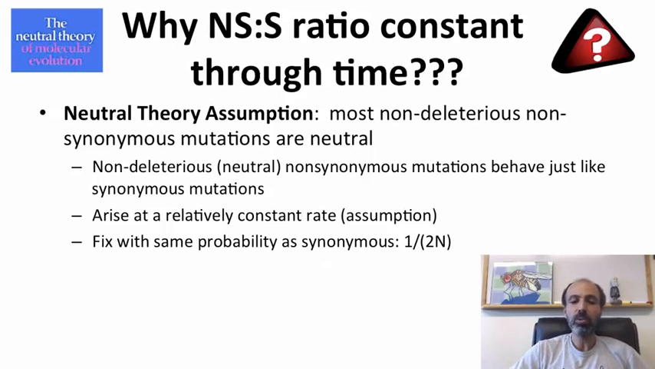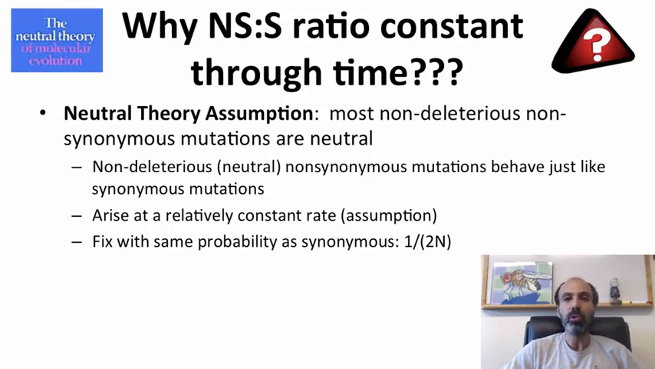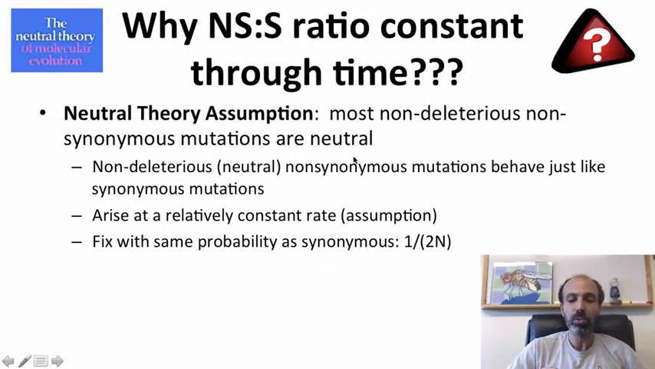Well, there's an assumption about the neutral theory that most non-deleterious, non-synonymous mutations are neutral. Basically, those mutations that you see within a species that are just segregating around, that they are at some frequency, those tend to be neutral because the bad ones are eliminated, the advantageous ones spread. So you tend to see a lot of these neutral ones. So these non-deleterious, non-synonymous mutations will behave like synonymous mutations, and they'll rise at some sort of constant rate, and they'll fix with about the same probability as a synonymous change. This idea of the allele frequency should predict 1 over 2n.